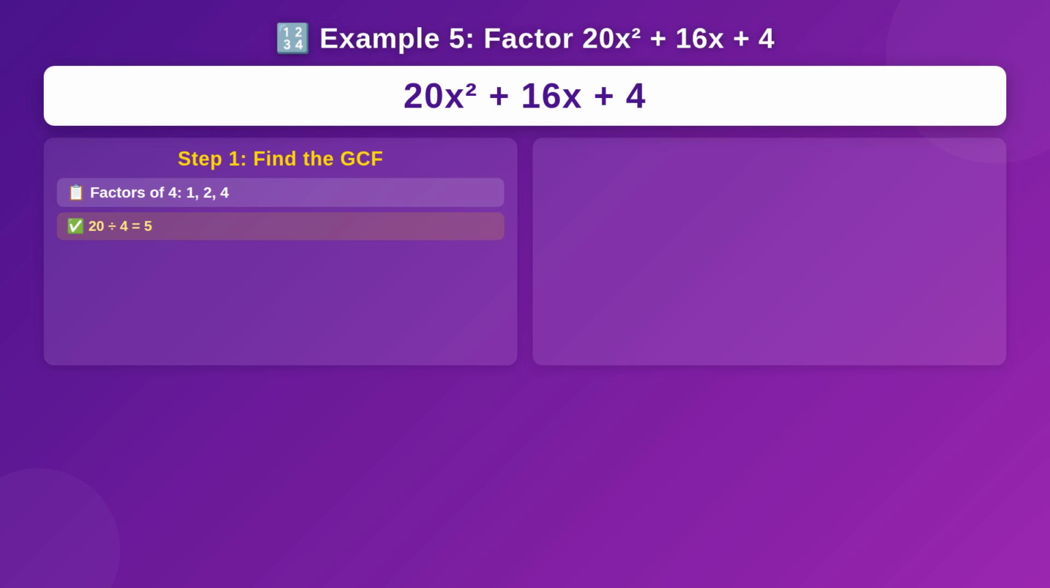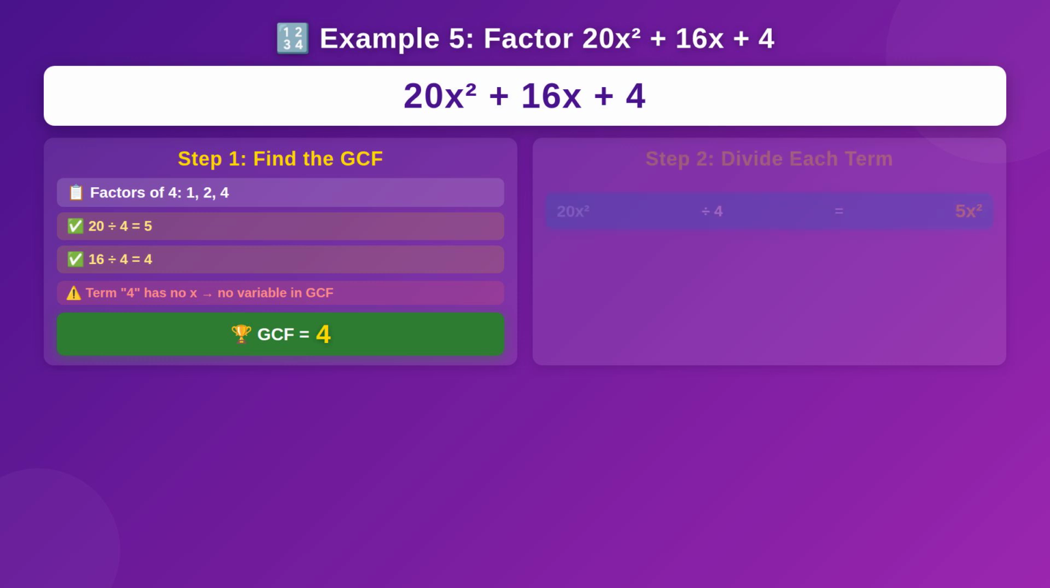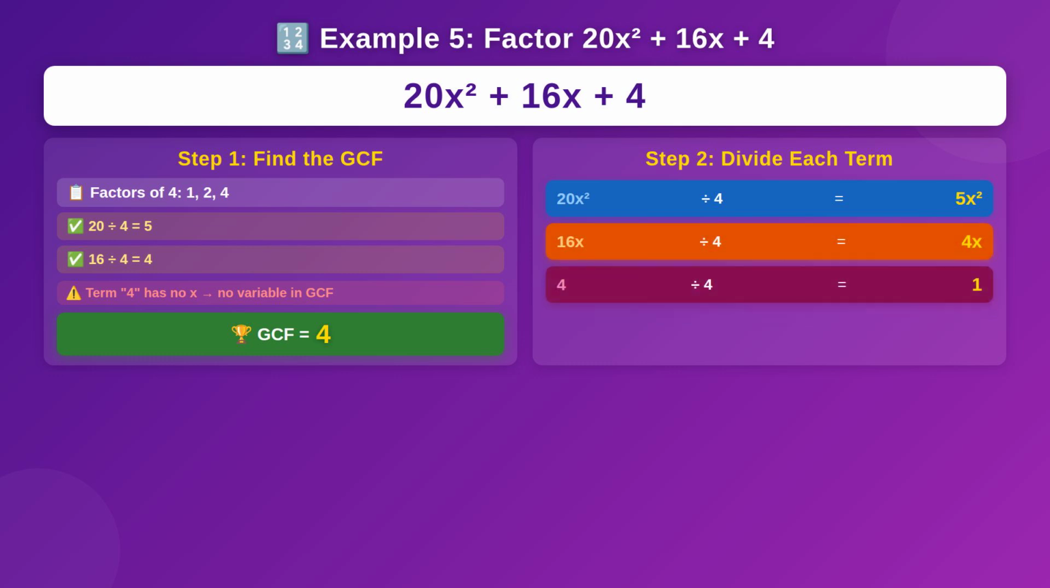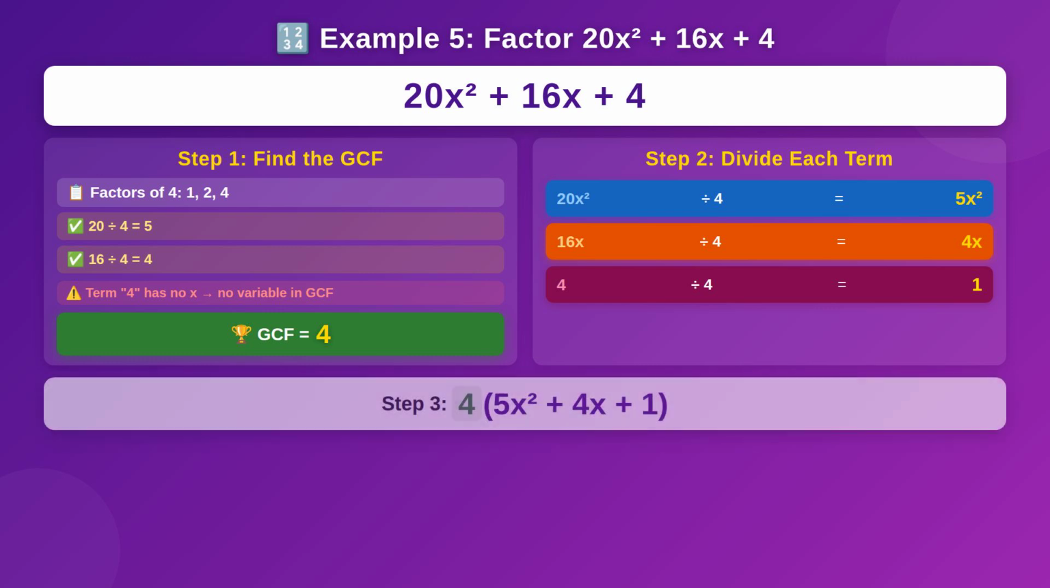One more challenge. Maya's on a roll now. Factor 20x squared plus 16x plus 4. Step 1. GCF of 20, 16, and 4. The factors of 4 are 1, 2, and 4. Does 4 divide into 20? 20 divided by 4 is 5. Yes. Does 4 divide into 16? 16 divided by 4 is 4. Yes. So the GCF of the numbers is 4. Now for variables. The term 4 has no x at all, so no variable in the GCF. GCF is just 4.